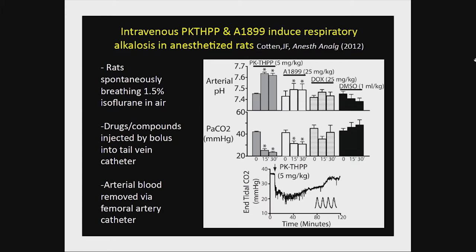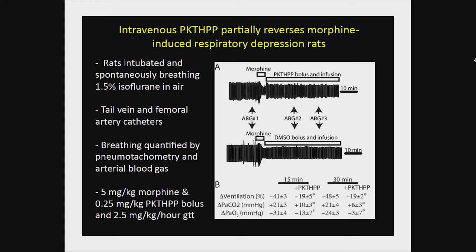So because these are such excellent breathing stimulants, you want to know if they would be able to reverse opioid-induced respiratory depression, which would be an obvious clinical use for them. And so to test that, we injected it into intubated rats that had received morphine. And in these studies, we use a pneumotach to study the rat's breathing. So shown in this figure is a pneumotach signal from an intubated rat. Again, it's breathing spontaneously. It's under isoflurane anesthesia.